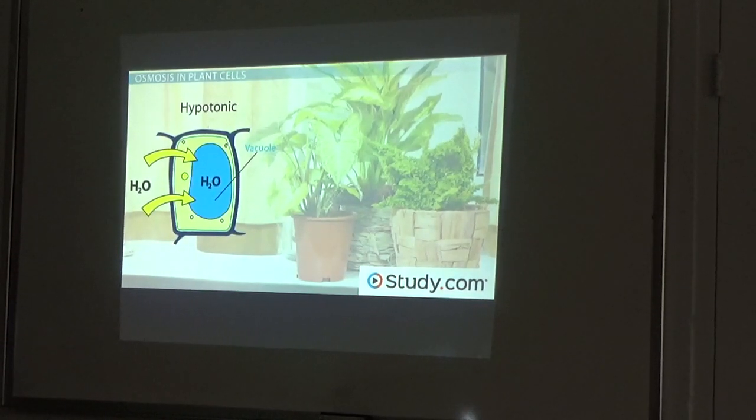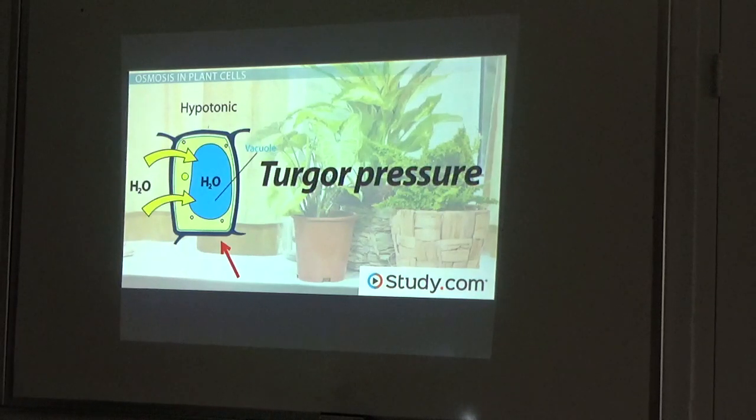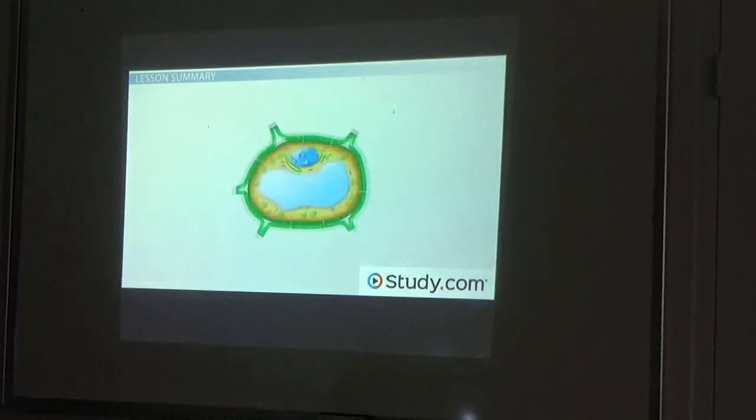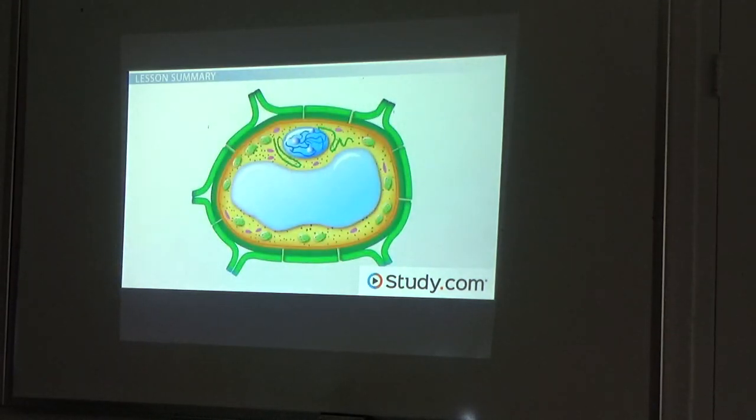vacuole will swell with water, putting pressure on the cell walls. However, those cell walls will keep the cell rigid and strong. It'll prevent the cell from bursting. This pressure that is put on the cell walls is known as Turgor pressure. In fact, most healthy plants are in a constant state of Turgor pressure, and this is what gives plants their rigid shape. So, in summary, is it bad or good to overwater a plant?